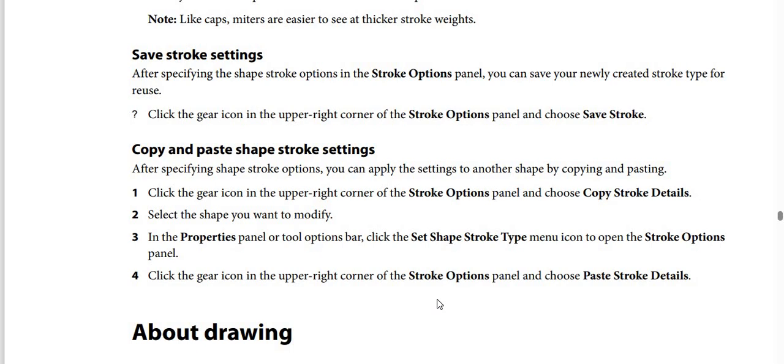Step number 1. You should click the gear icon in the upper right corner of the stroke options panel and choose copy stroke details. Step number 2. You should select the shape you want to modify. Step number 3. In the properties panel or tool options bar, you should click the set shape stroke type menu icon to open the stroke options panel. Step number 4. You should click the gear icon in the upper right corner of the stroke options panel and choose paste stroke details.